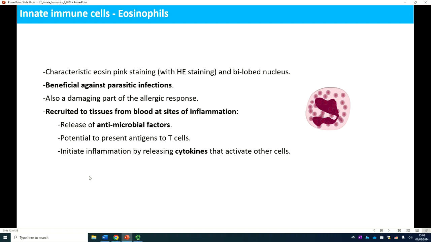So if you want to watch that in more time, you can find that video on the PowerPoint on Canvas. But essentially, you see there the nuclei of the cells breaking down, the chromatin being extruded, and that will ensnare any of those pathogens.